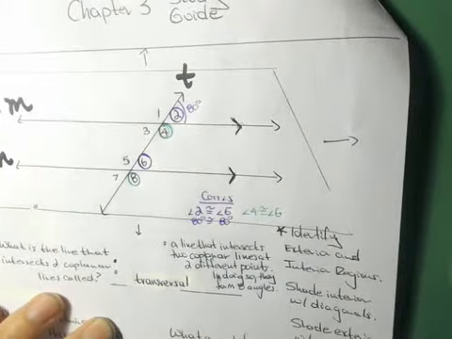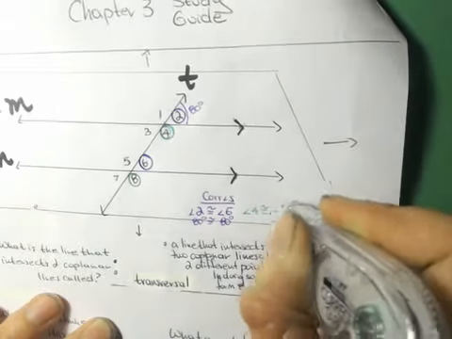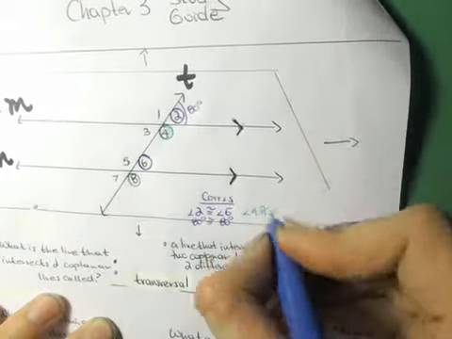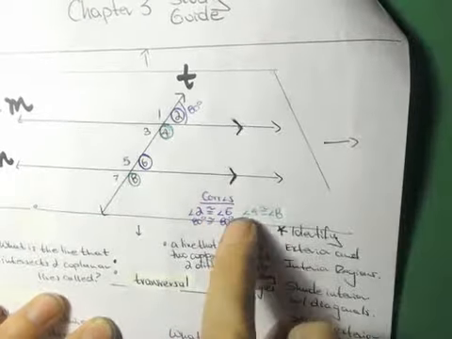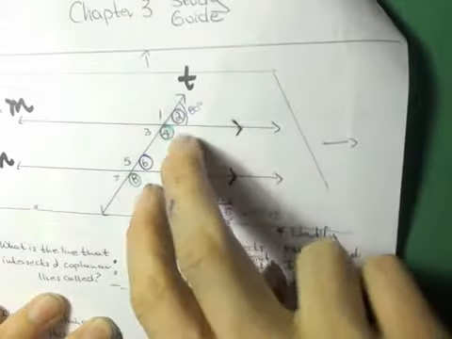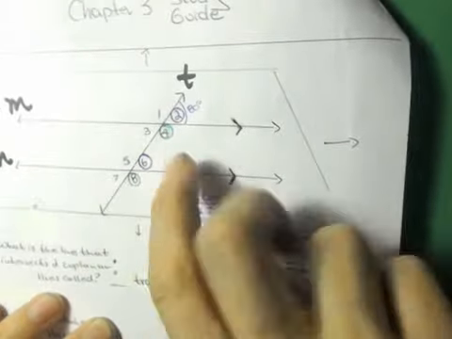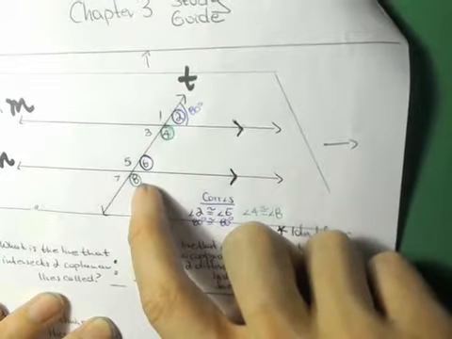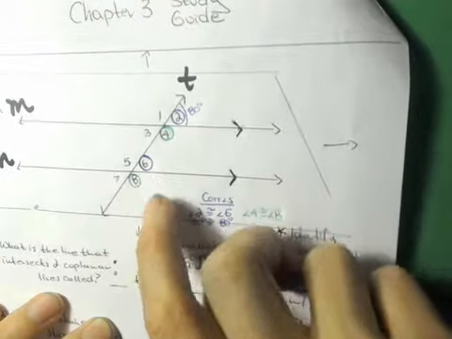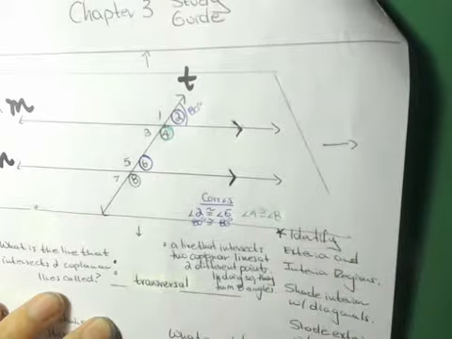Angle 4 is going to be congruent to angle 8. I'm sorry. So 2 and 6 are going to be corresponding angles, and 4 and 8 are going to be corresponding angles. And if we know what angle 4 is, we know what angle 8 is going to be, because, like I said, we have two coplanar lines that are parallel.